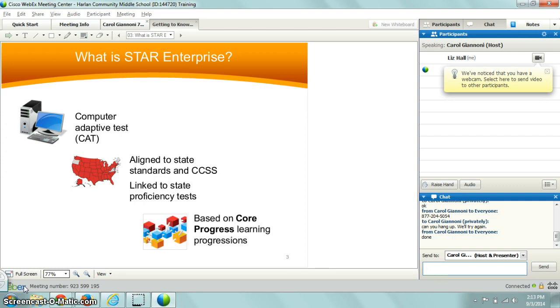And then STAR is based on Core Progress learning progressions. When I talk about the learning progressions, what I mean is those are the skills that a student starts to learn at a lower level, and then they just continue to build on those. So that's what that learning progression is. And that helps them get from point A to point B.